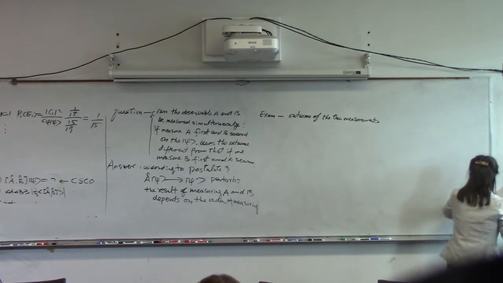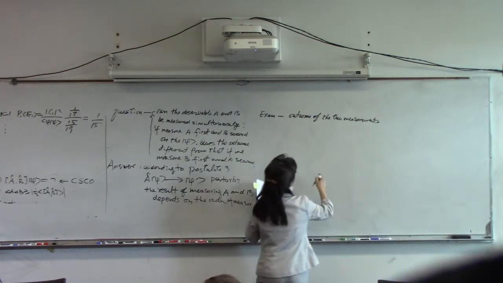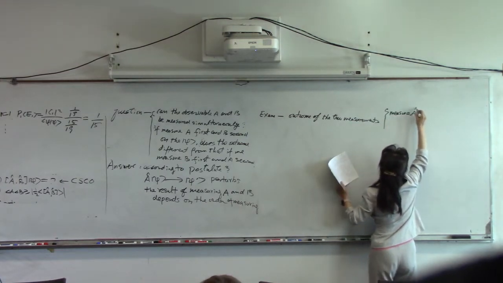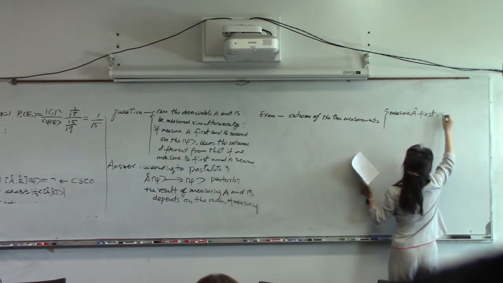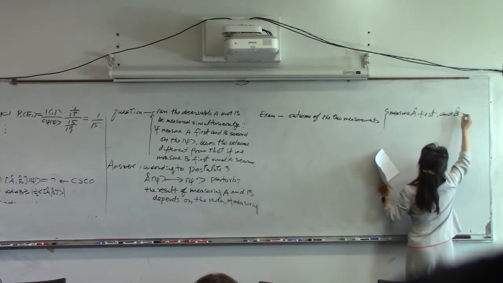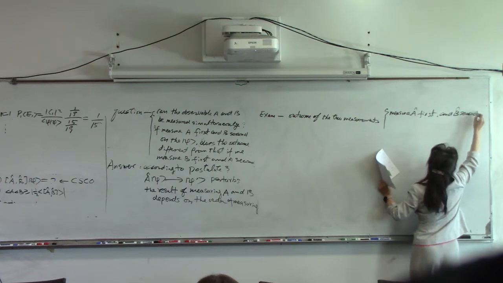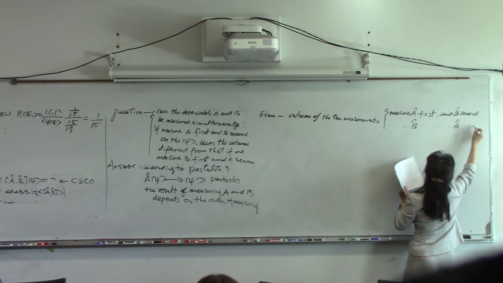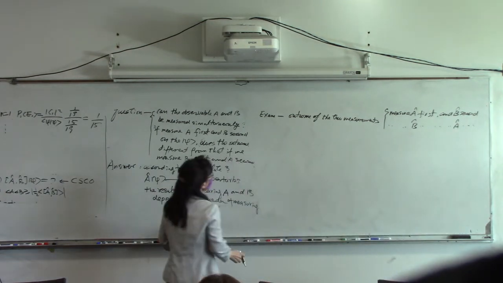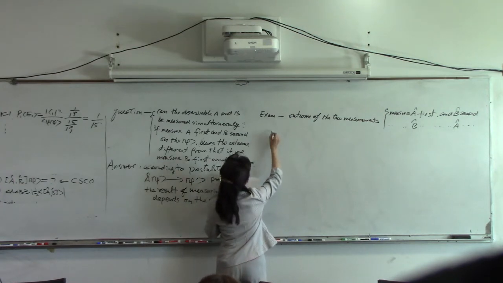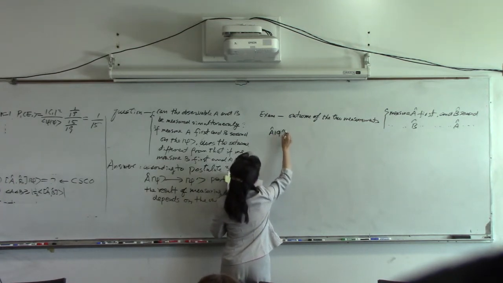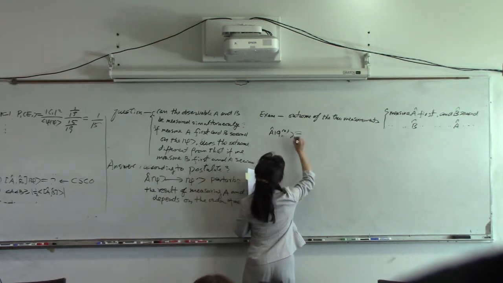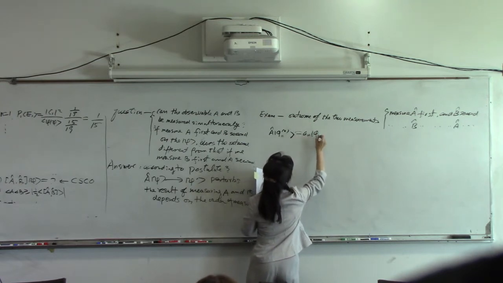Okay, so the two measurements: one is measure A first and B second, and the second one is measure B first and A second. So let's see what happens. Before we do that, let's first assume phi A n is the eigenstate of A that gives us the eigenvalue A n, so A phi A n equals A n phi A n.